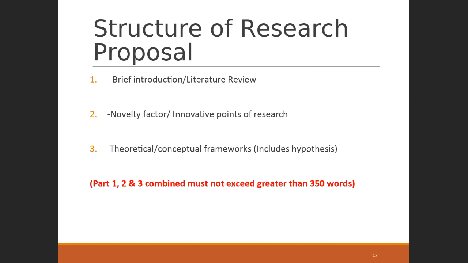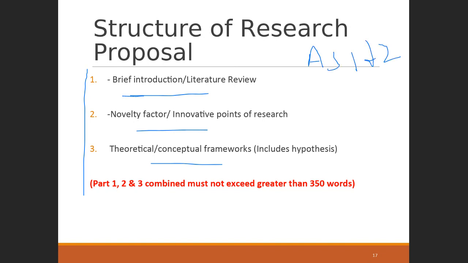So your research proposal has 10 sections, and the first 3 sections I have put together. You should write them separately, but they are together because they were part of your assignment number 1 and your assignment number 2. So the length of these three sections must not exceed 350 words.